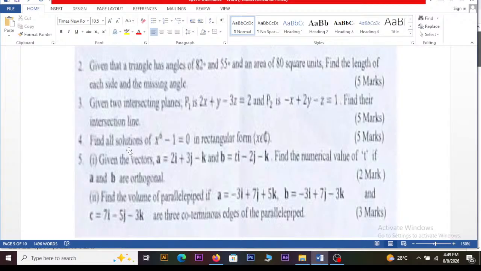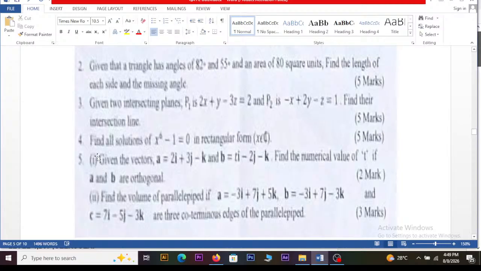Given the 2 intersecting planes, P1 is 2x plus y minus 3z is equal to 2, and P2 is negative x plus 2y minus z is equal to 1. Find the intersection line. 5 marks, max 5. Swali la vector. Question 4. Find all solutions of x power 6 minus 1 is equal to 0 in rectangular form. Kwa hili ni swali ambalo la complex number ina max 5.